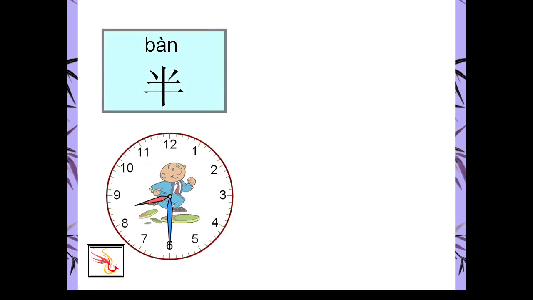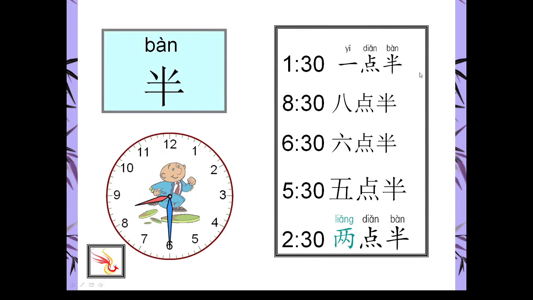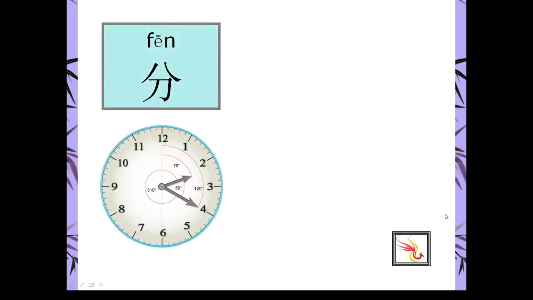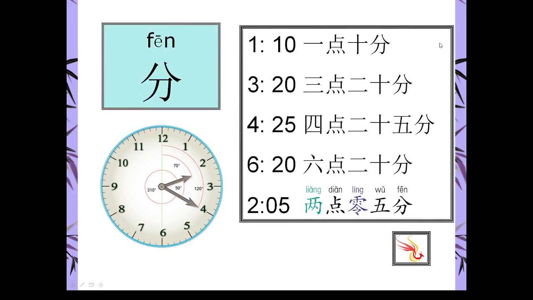半 means half. So it's 1:30, 1点半. 8:30, 8点半. 6:30, 6点半. 5:30, 5点半. 2:30, 2点半. 分 means minute or minutes. 1:10, 1点10分. 3:20, 3点20分. 25 minutes past 4, 4点25分. 6:20, 6点20分. 5 minutes past 2, 2点05分. 0 is 0.